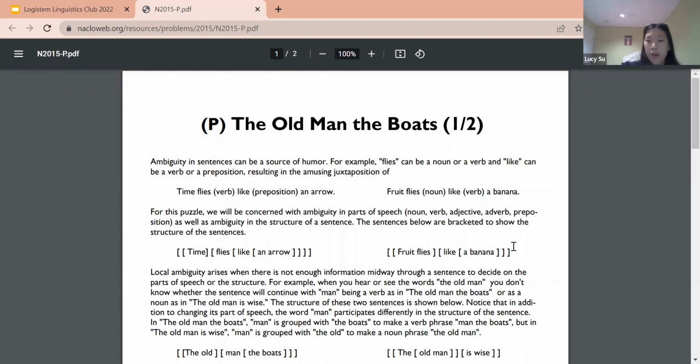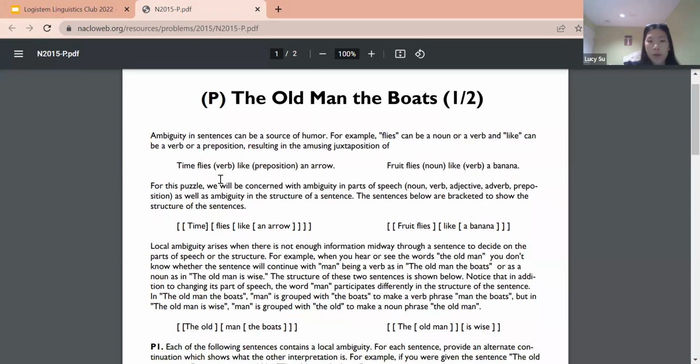So for this puzzle, we have to look at the ambiguity in the parts of speech. So that would be noun, verb, adjective, adverb, and prepositions, as well as the structure of a sentence. What we want to do in this problem is to bracket the sentences to kind of split everything up. So if you look at the first sentence compared to down here, time flies like an arrow, so an arrow would be bracketed because it's the main part of the sentence. But in this example, fruit flies would be bracketed first, and a banana, since they're both nouns, and then the like would be on the outside of it.